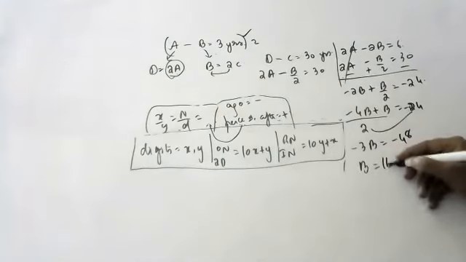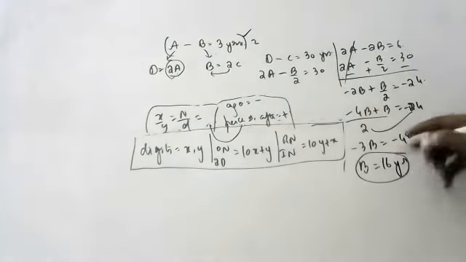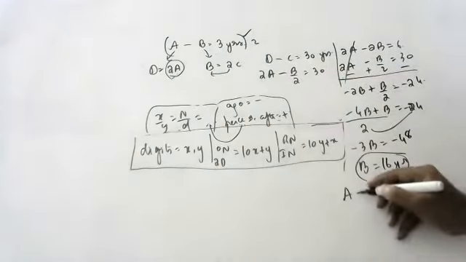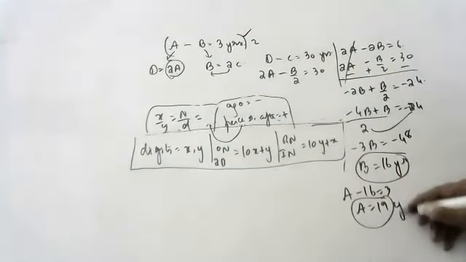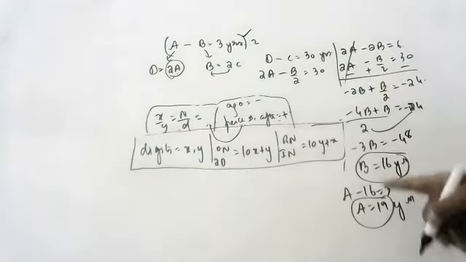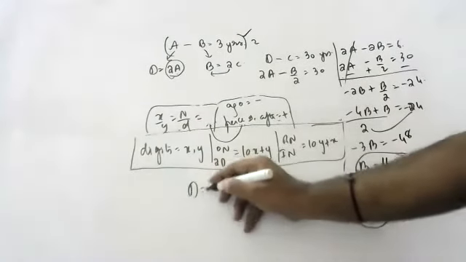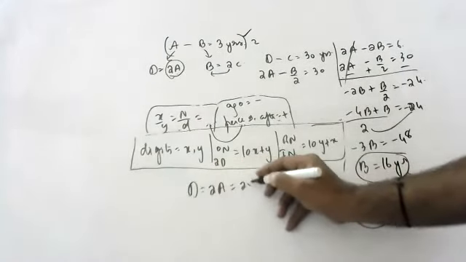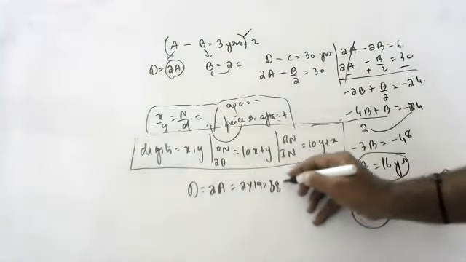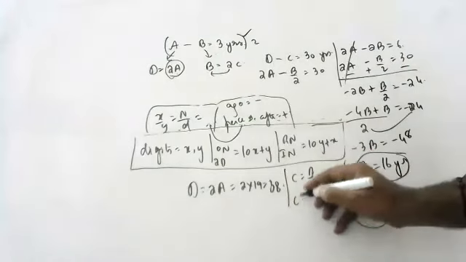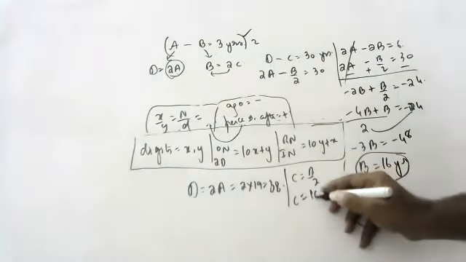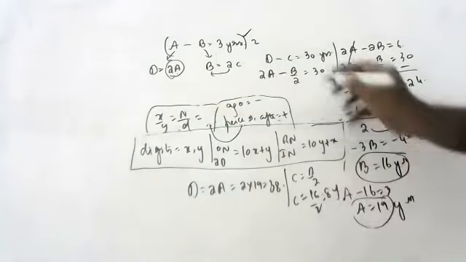B is equal to 16 years. Now substitute here, children. A minus 16 is equal to 3. A is equal to 19 years. After getting A and B, now that is 2 times A. 2A means 2 into 19, that is 38 years. And Kathy is B by 2. B by 2 means how much, children? 16 by 2, that is 8 years.